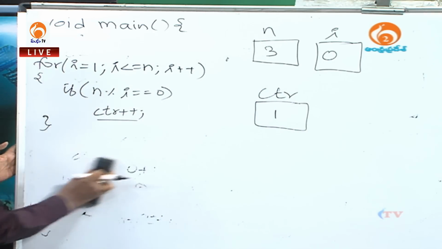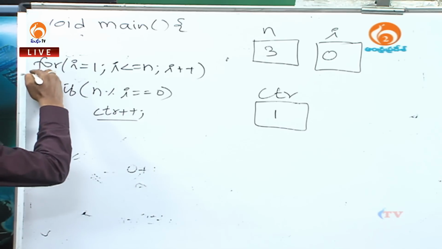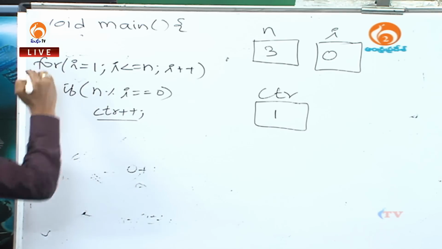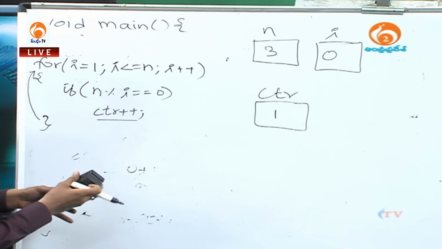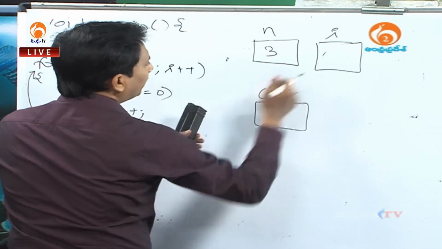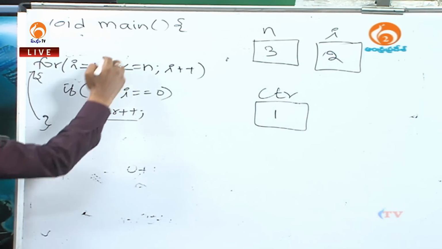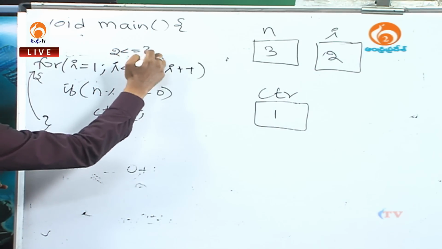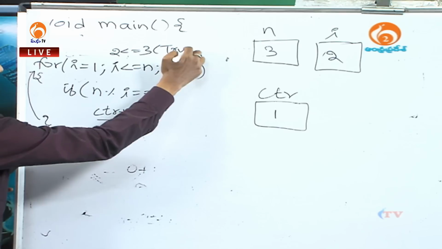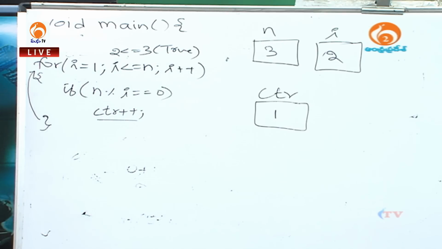Next iteration, i++, i is incremented by 1. Initially it was 1, now it is 2. Is 2 less than or equal to n? The condition becomes true.